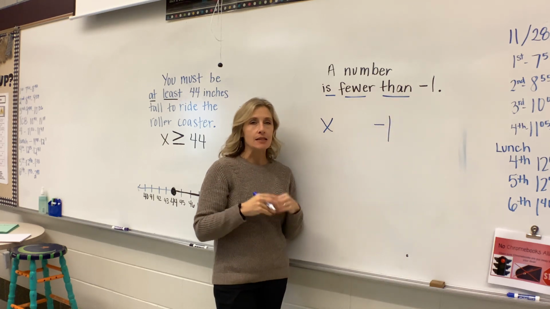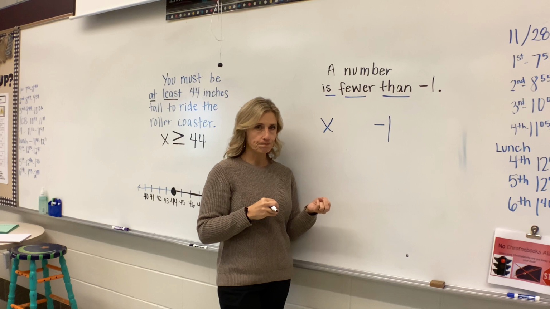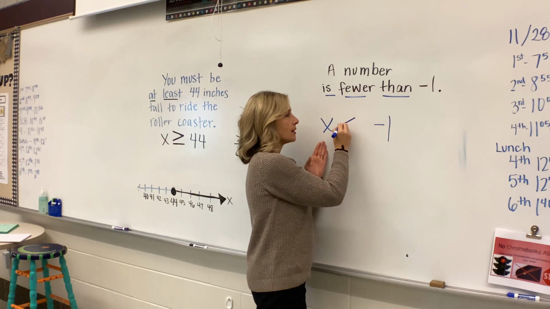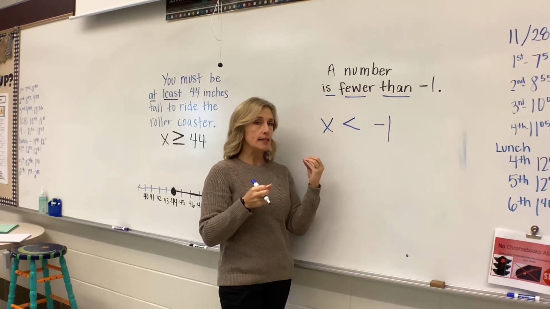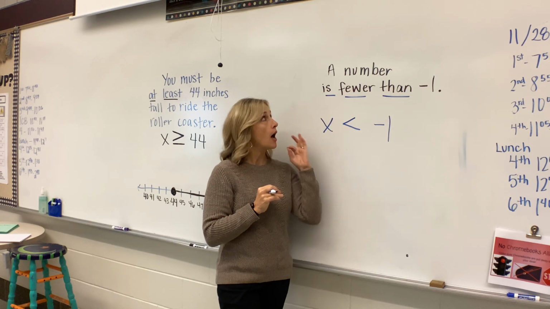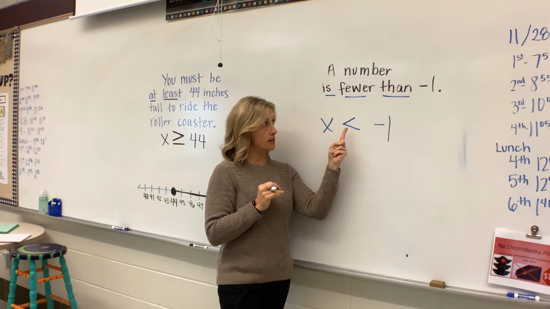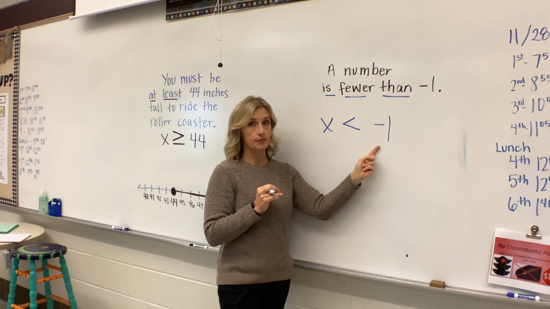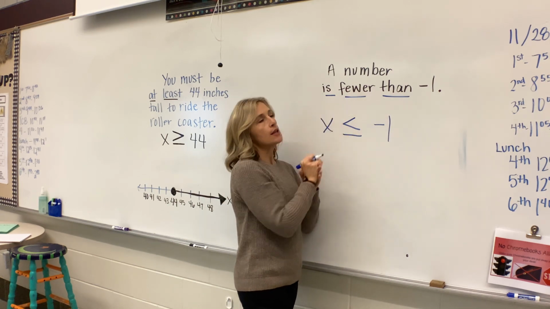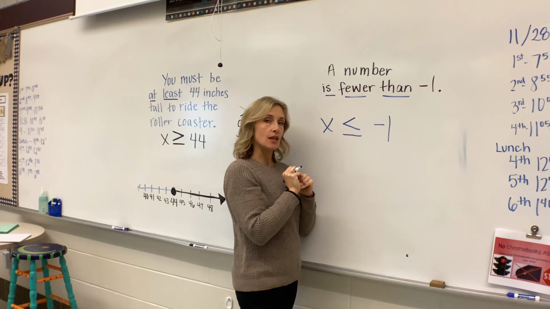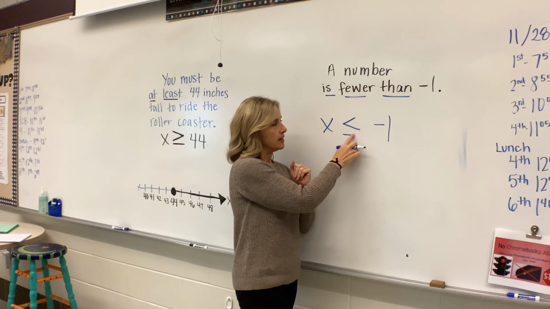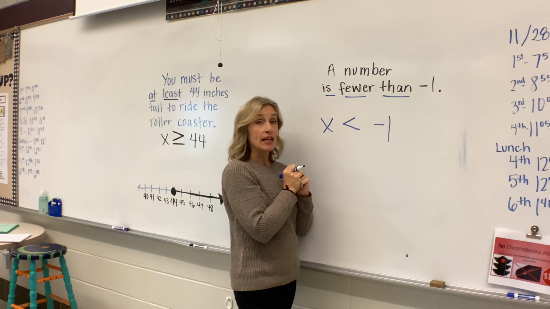I need a sign that means is fewer than. Fewer means less or smaller. So I'm going to start with a less than sign here. This currently says x is less than -1. And I'm going to ask how that compares to the words. A number is fewer than -1. If it has to be fewer than, can it be equal to? Is there anything in the words that tells me that it could actually equal -1? I don't think so. I think fewer than means less than. It can't actually equal -1.